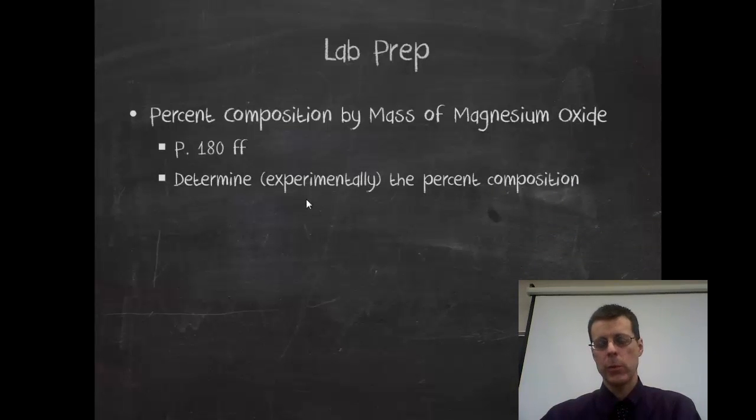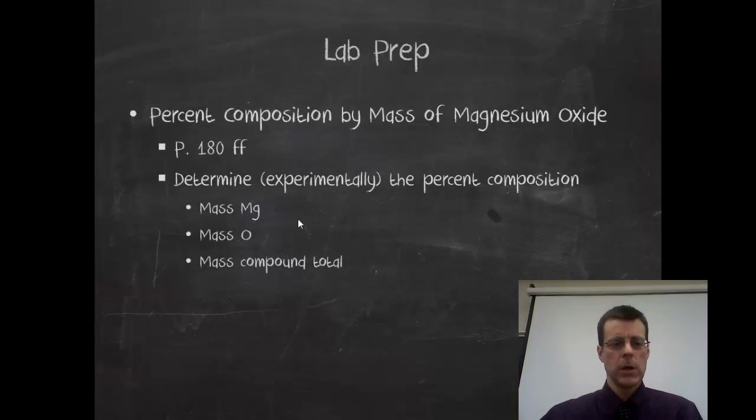We're going to come up with an experimental percent composition, which means we're going to measure the mass of magnesium, the mass of oxygen, and the mass of the total compound, the magnesium oxide, and we will do our percent calculations. We're going to be able to directly measure the mass of magnesium. Magnesium is a solid. We can put that on a balance. The compound, which of course is magnesium oxide, is another solid. We can put that on the balance.